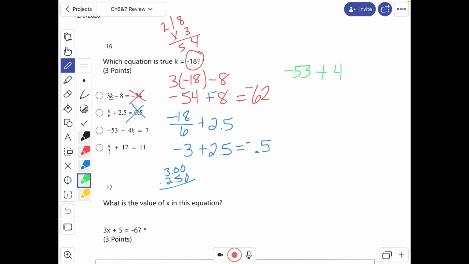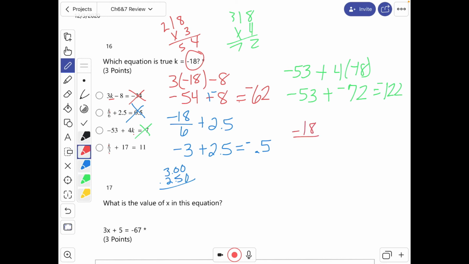Next one, negative 53 plus 4 times negative 18. 18 times 4 would be 72, so negative 53 plus negative 72. And since they're both negatives, we're just going to add, which would make it negative 125, which is nowhere near what they got.